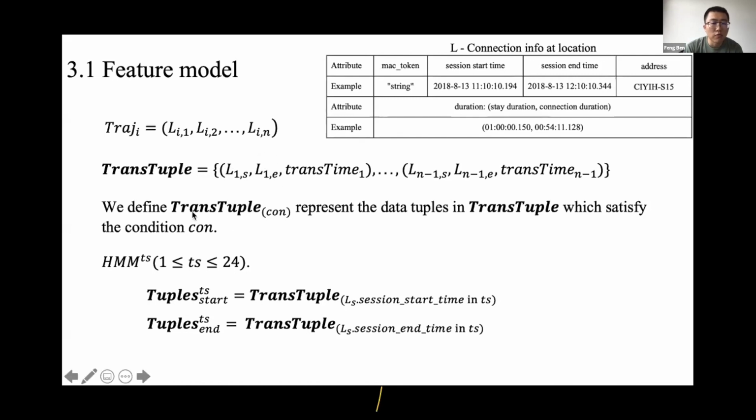Then we define the expression of a transtuple under some condition like this. And this expression is the tuples whose session start time of the start point is in time slot TS. And this is the tuples whose session end time of the start point is in time slot TS.